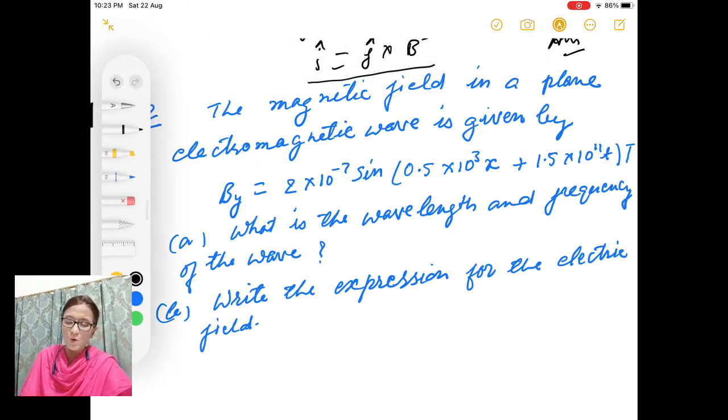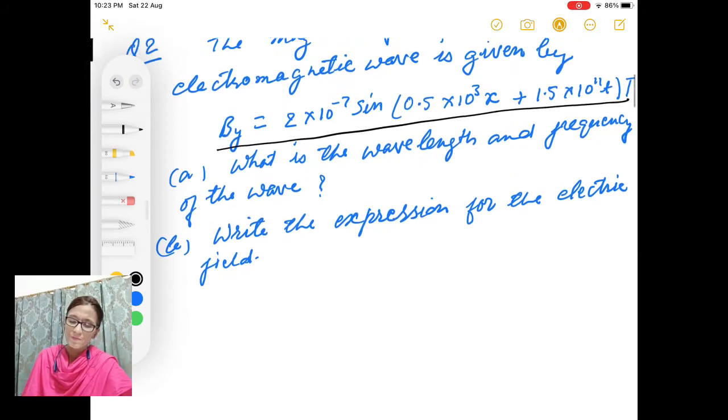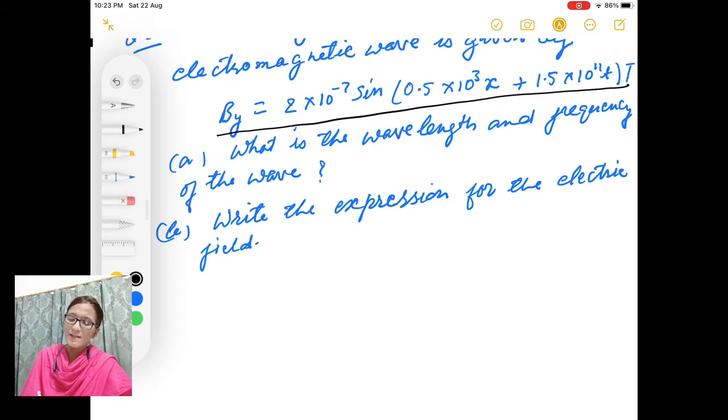Now question number 2. The magnetic field in a plane electromagnetic wave is given by this equation. What is the wavelength and frequency of the wave? Part B is, write the expression for the electric field.